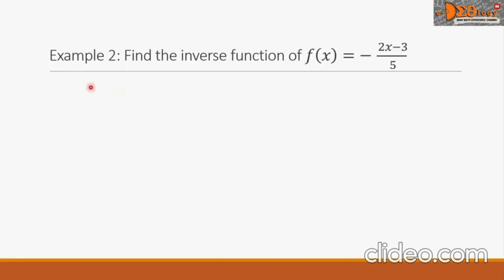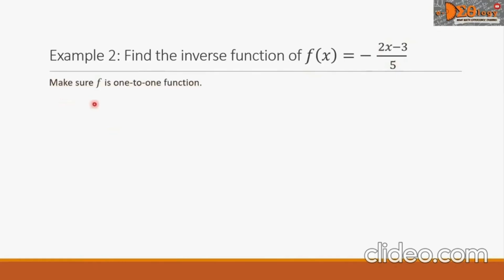Let us have example 2. Find the inverse function of f of x equals the negative fraction. The numerator is 2x minus 3 all over 5.